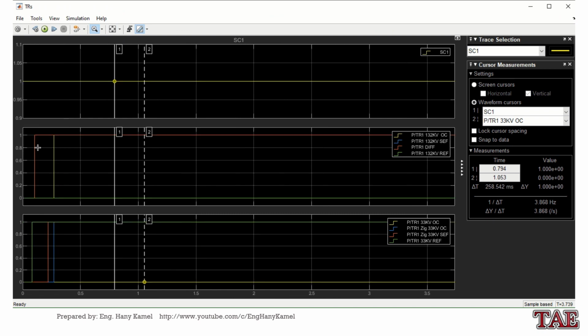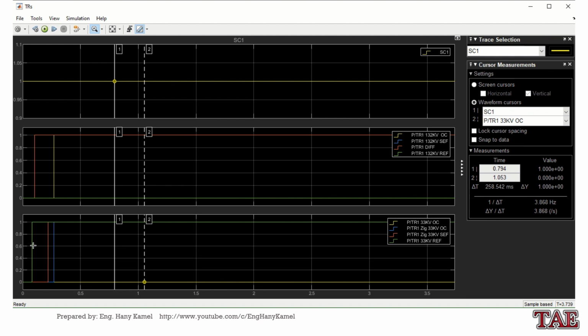We have differential protection operated and overcurrent in 132 kV side operated. For the low voltage side, 33 kV side, we have restricted earth fault operated, and it was faster than differential, because I have a lower setting in my simulation. Then we have sensitive earth fault operated, and then zigzag transformer overcurrent operated. So this is the operation sequence.